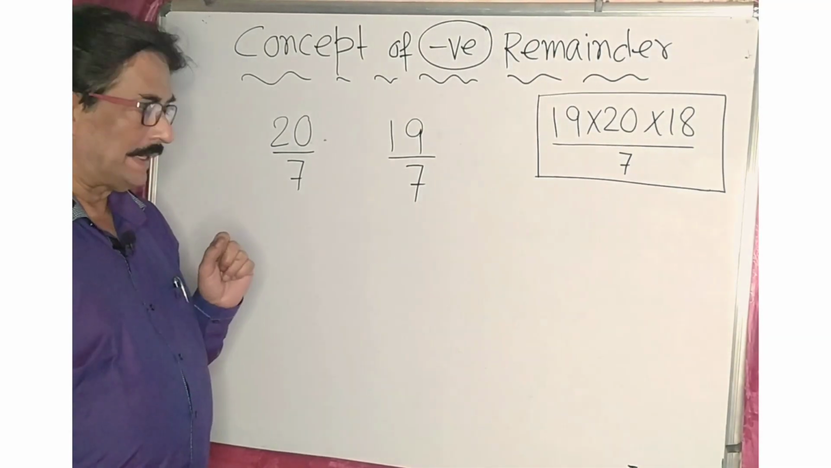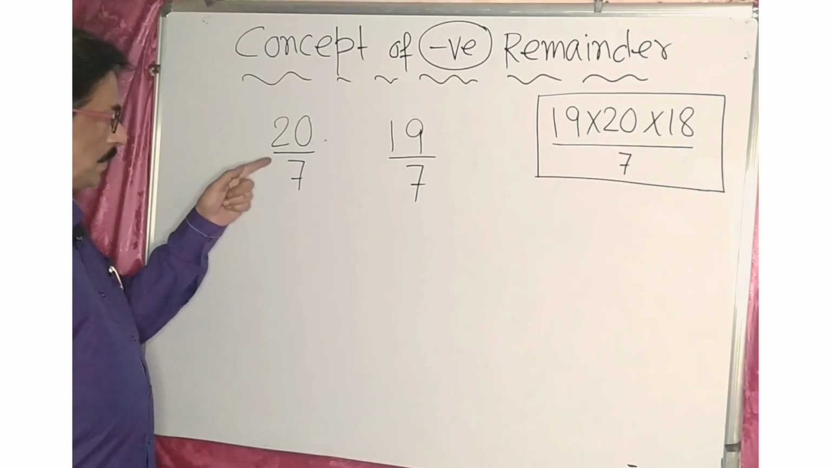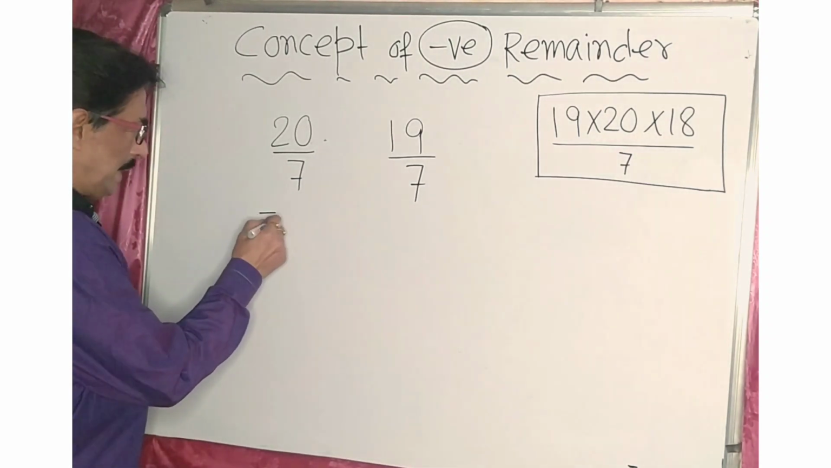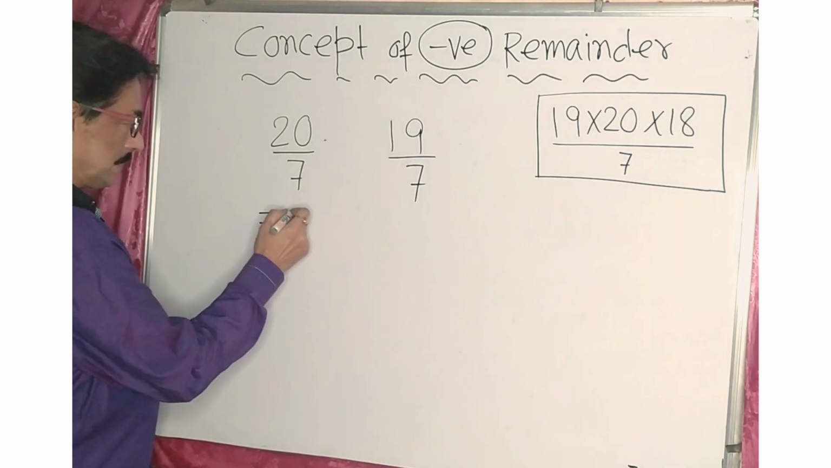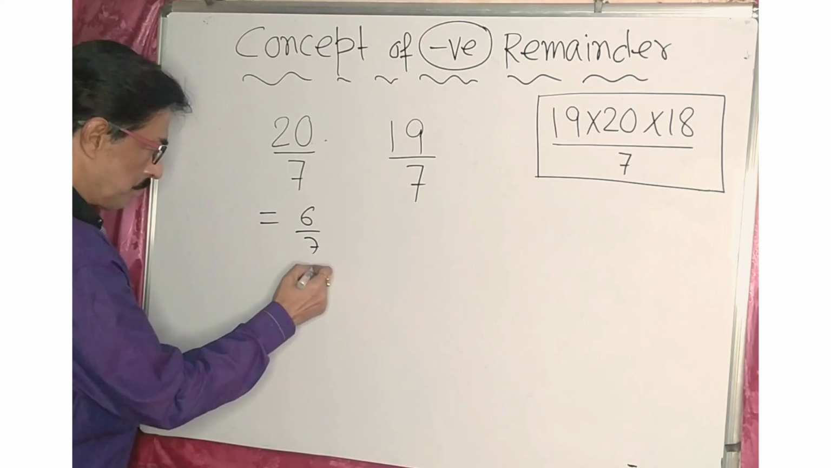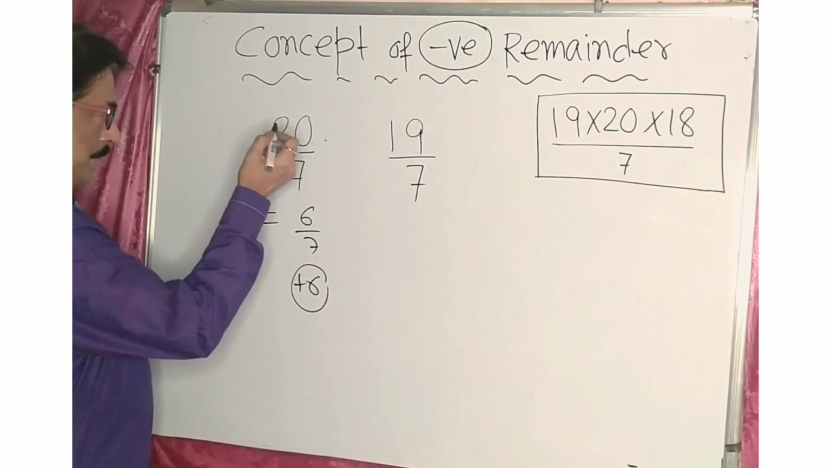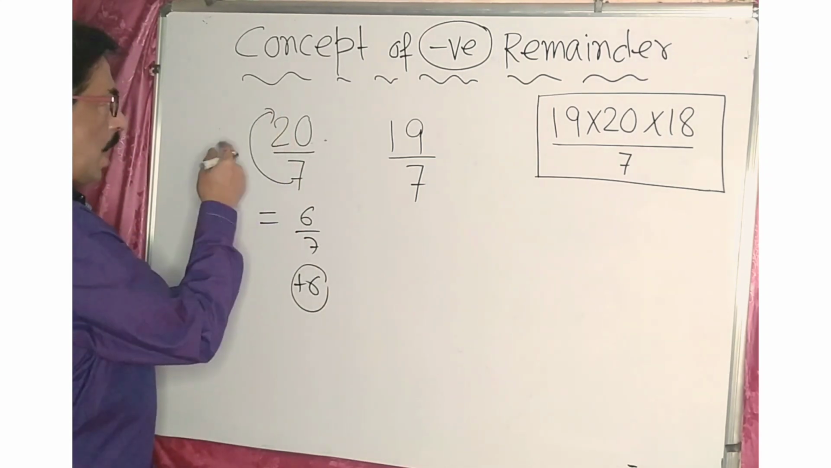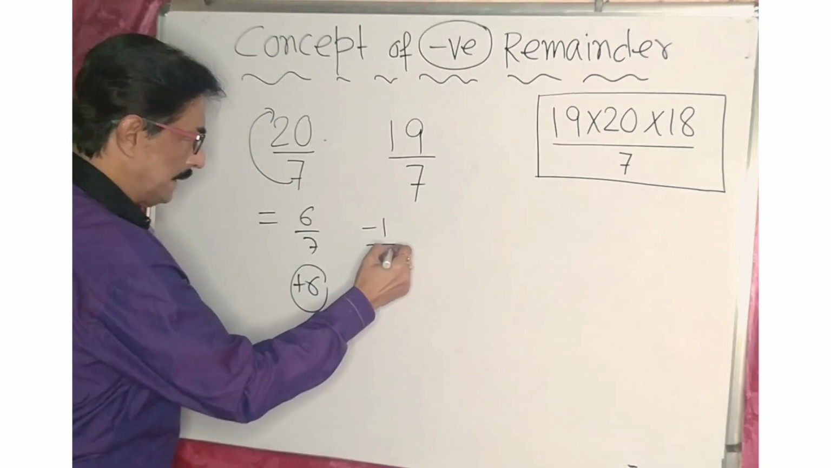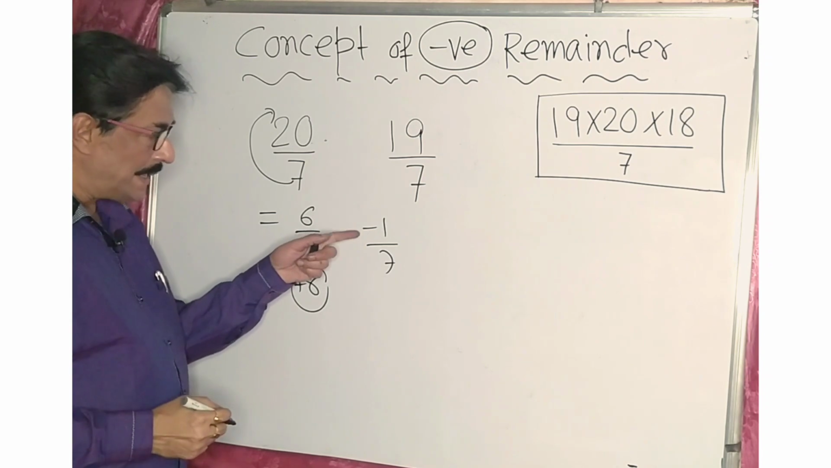Now let us take another example. 20 divided by 7. If I go for the positive remainder, 7 twos are 14, so the remainder is 6. So 6 by 7, your positive remainder is plus 6. If I move for the negative remainder, 7 threes are 21, how much more? 1. So we can write minus 1 by 7. Minus is a negative remainder.